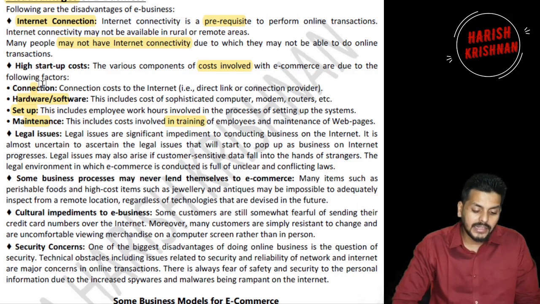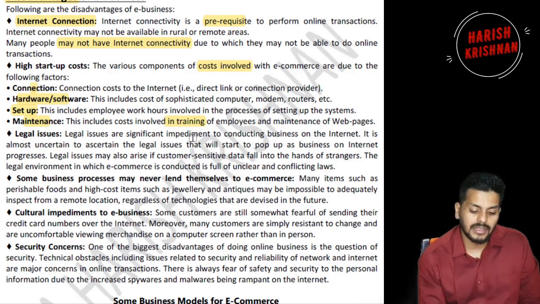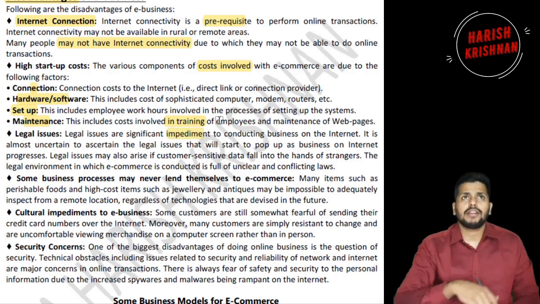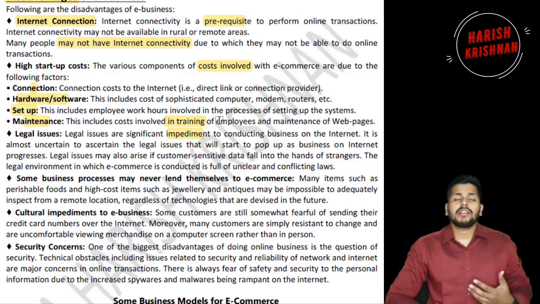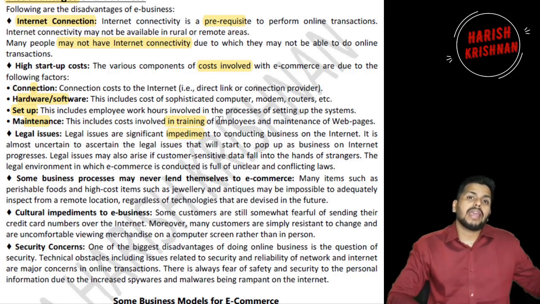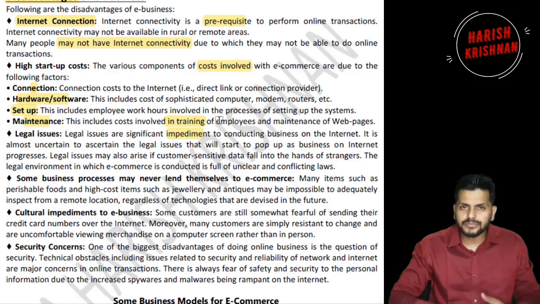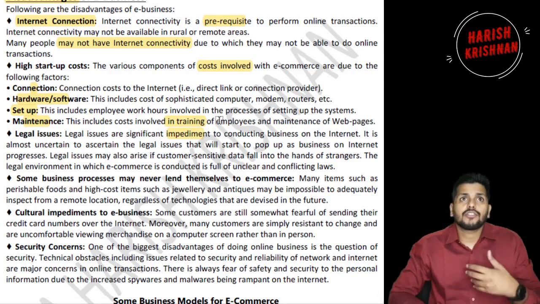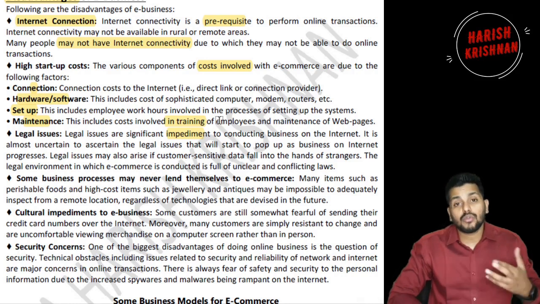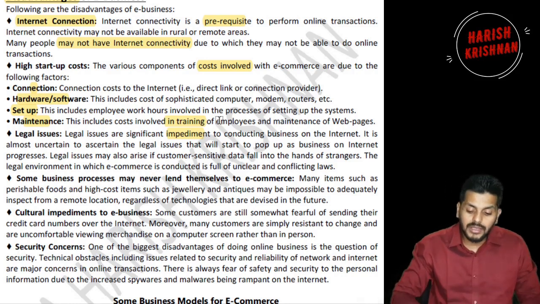Then three, legal issues are a significant impediment. That means something that can significantly stop you. In many countries, there are restrictions on what you can do and what you cannot do. So if you are on the internet, there are certain products you can sell and certain products you can't sell. All that has to be ascertained.